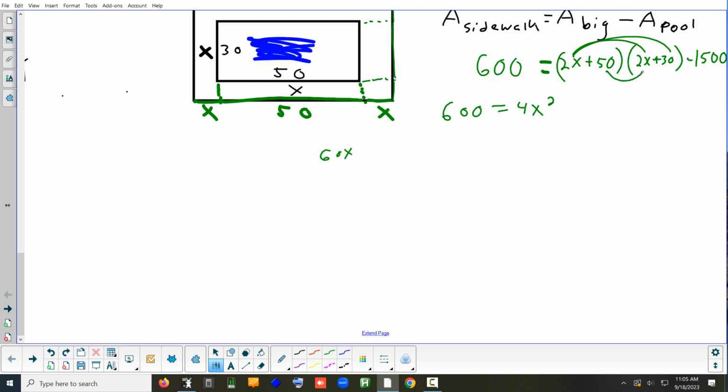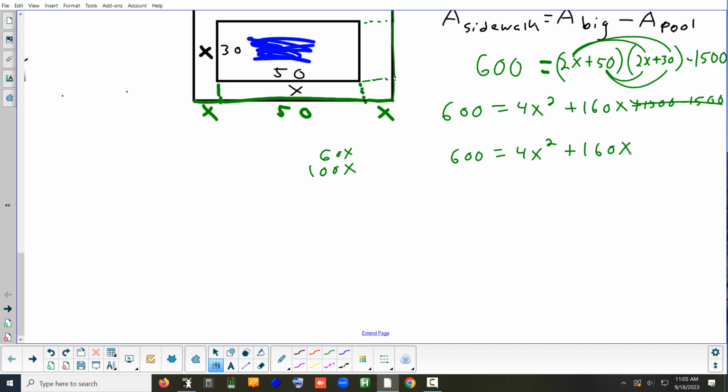And what's 50 times 2x? 100x. So how many x's altogether? 160x. And then 50 times 30. That's plus 1,500. Minus 1,500. So plus 1,500 minus 1,500. That's good. Okay, so now we've got 600 equals 4x squared plus 160x.